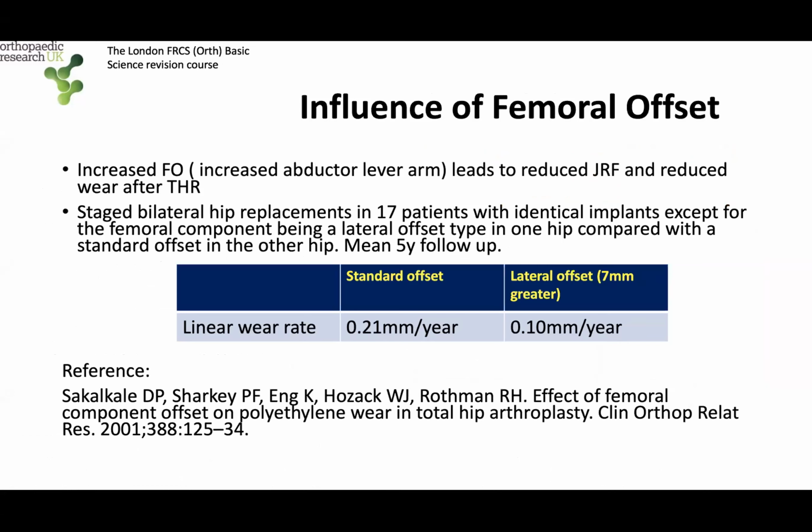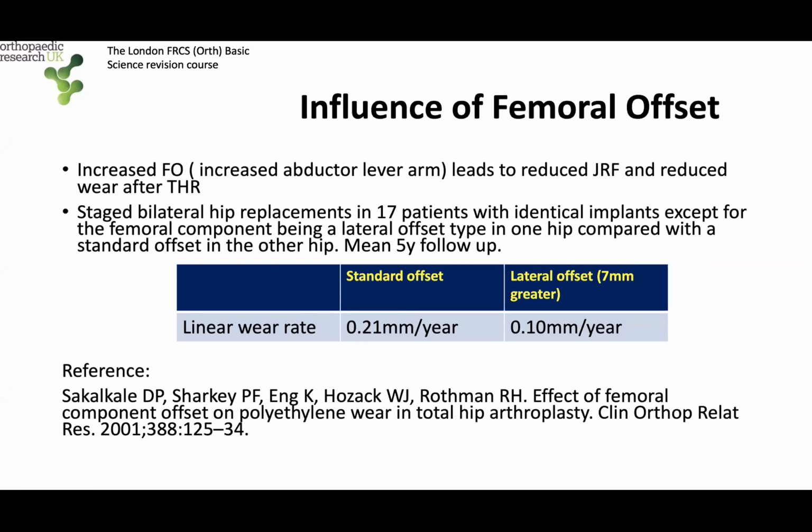Offset. Why is femoral offset important? Femoral offset is all about the abductor function, your gluteus medius and minimus, okay? If you increase the femoral offset, you increase the abductor lever arm, and it leads to reduced joint reaction force and reduced wear after total hip replacement. So for example, you can see here one study that showed that the linear wear rate, if you had a standard offset hip replacement, was about 0.21 millimeters a year. If you lateralize it, or you increase the offset, you can reduce that by half, okay?